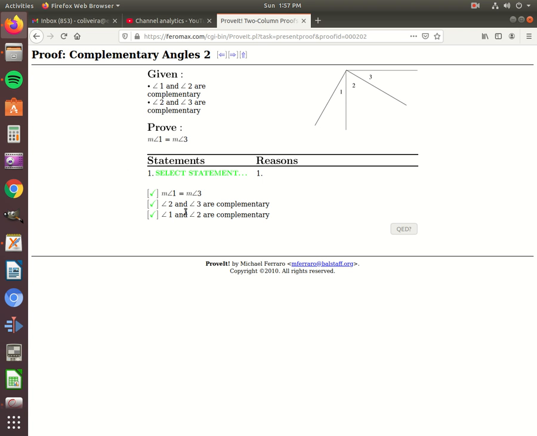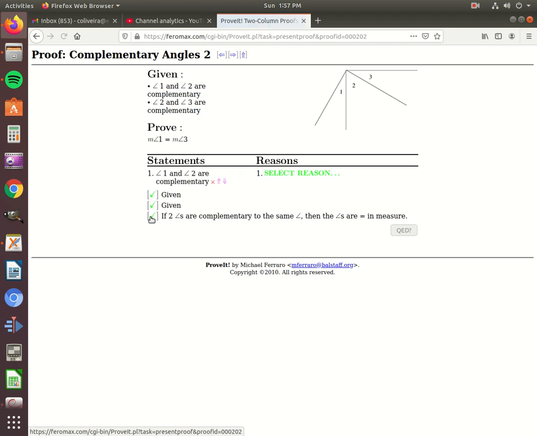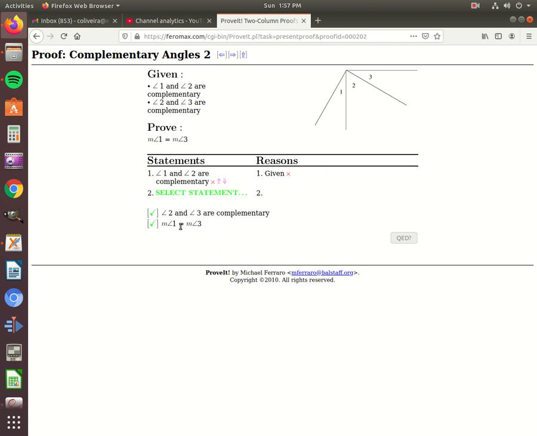So first of all, it's going to make you choose one of the statements, and then once you choose the statement, you're going to go with the reason why. So first of all, here's the given. Angle 1 and angle 2 are complementary. So I feel like this might be a good choice. Angle 1 and angle 2 are complementary. And how do I know that's true? Because it's given, right? And you can see now it jumps to the list of reasons. So I'll take given. Now I'm down to 2 choices.